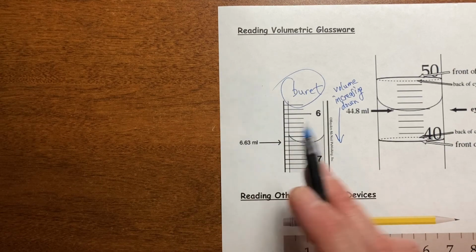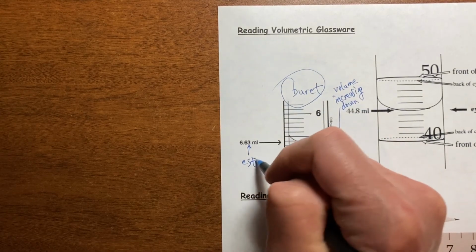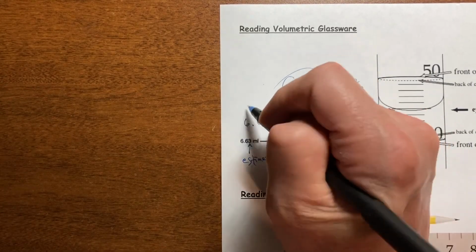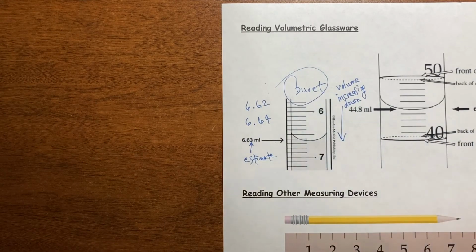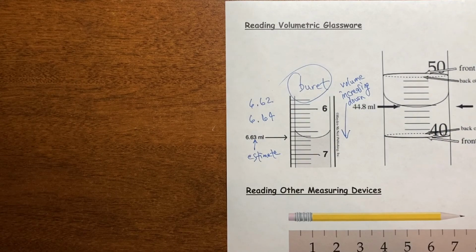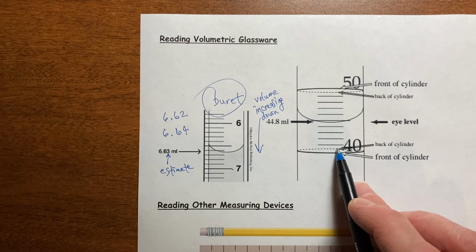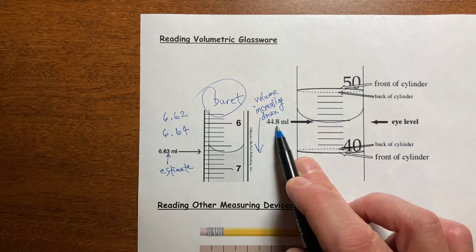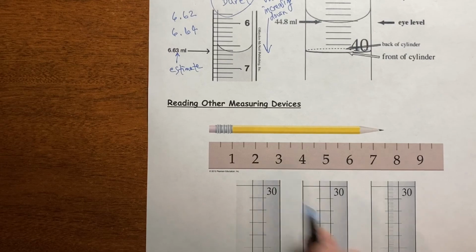So again, notice that this 3 is the uncertain digit. That's the estimate. The last decimal place is an estimate. So somebody else might say it's 6.64, or somebody might say it's 6.62. Who's right? Everybody's right. We're all uncertain. The last decimal place is usually uncertain by 1. The graduated cylinder, again, this would be 40. If you're at eye level, it would be 44, but not quite 45. It's almost to 45, so a reasonable volume would be 44.8 milliliters.